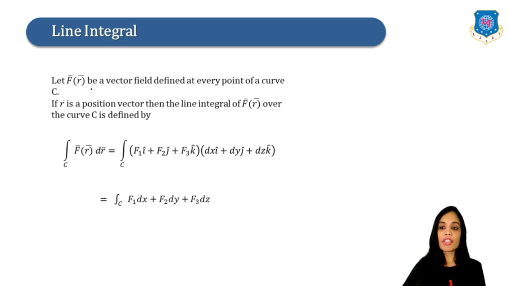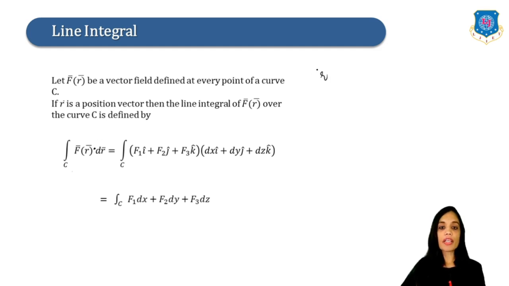Let f bar be a vector field defined at every point of the curve C. If r bar is the position vector, then the line integral of f bar of r bar over the curve C is defined by the line integral over C of f bar r bar dot d r bar.